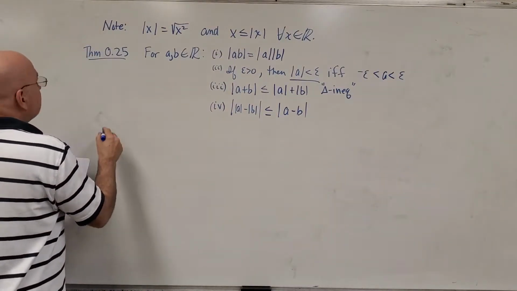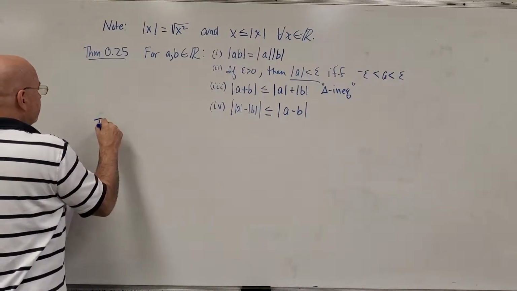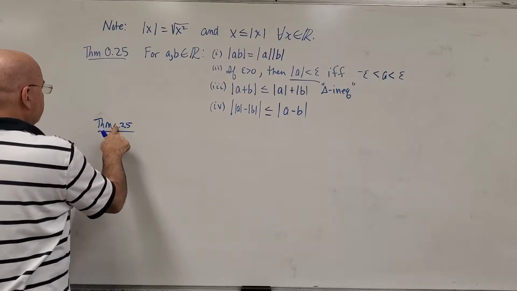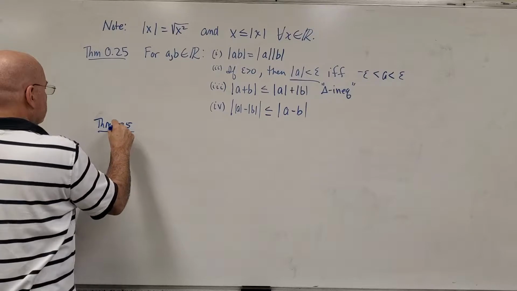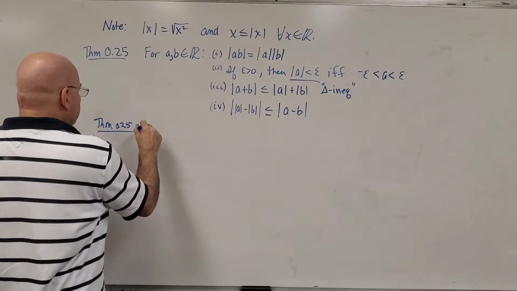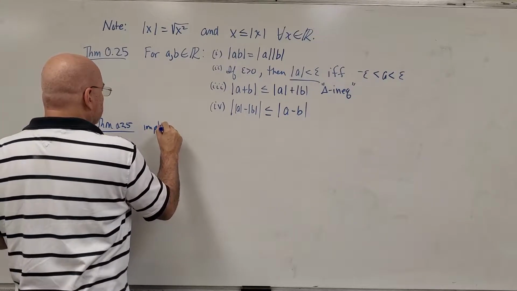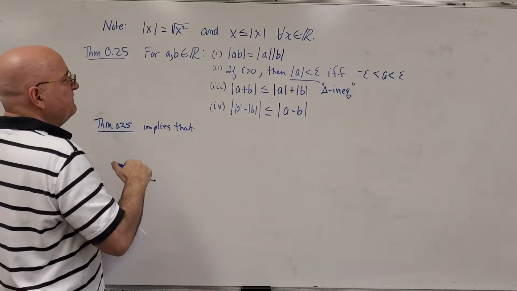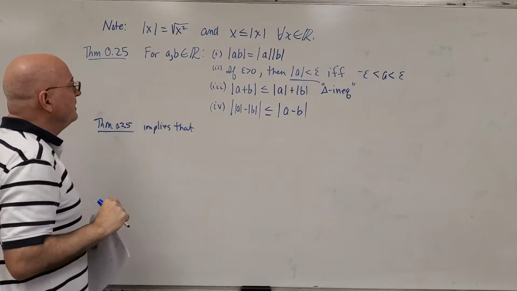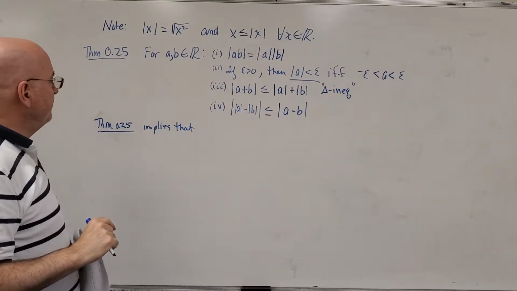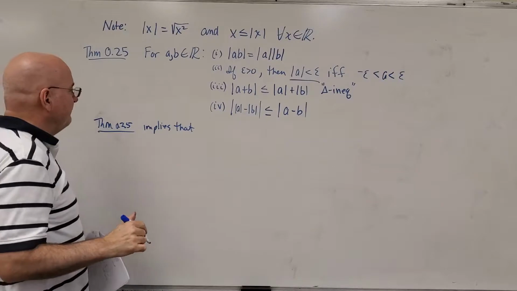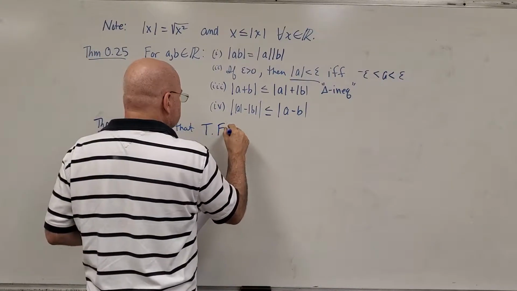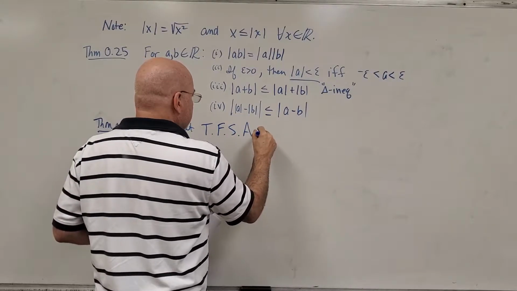Now, this theorem we just wrote, theorem 0.25, actually, this is probably specifically for part 2 of theorem 0.25. I'll just leave it at theorem 0.25. It implies that the following statements are equivalent.